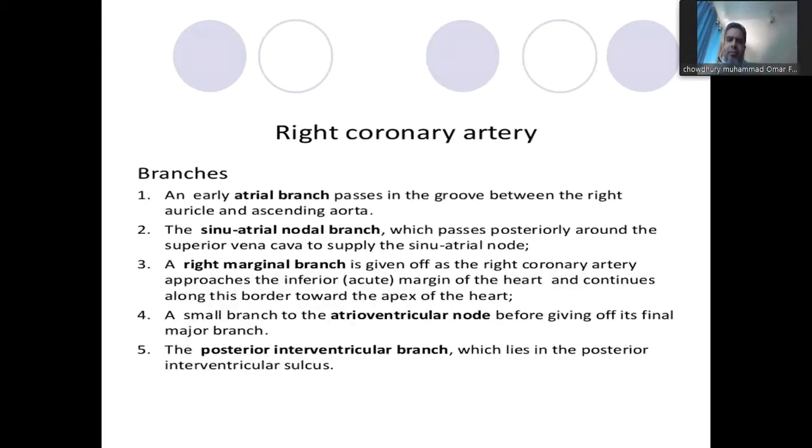Next, the branches of the right coronary artery. An early atrial branch passes in the groove between the right auricle and ascending aorta. The sinoatrial branch, then the right marginal branch, is given off as the right coronary artery approaches the inferior margin of the heart and continues along this border towards the apex of the heart. A small branch goes to the atrioventricular node before it gives off its final major branch, the posterior interventricular branch, which lies in the posterior interventricular sulcus.